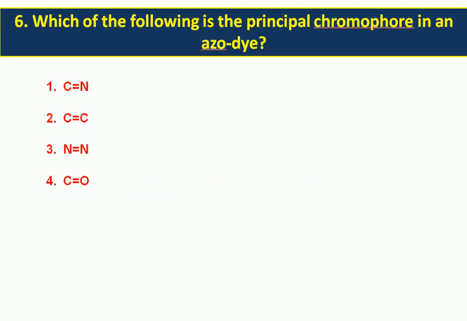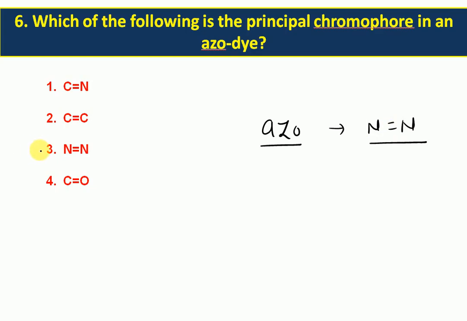Which of the following is the principal chromophore in azo dye? These are the options: C double bond N, C double bond C, N double bond N, C double bond O. Azo dye contains N double bond N as the principal chromophore.